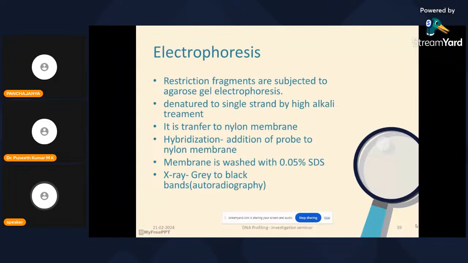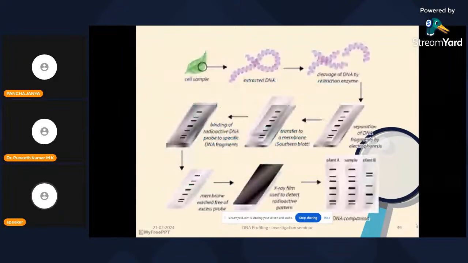For electrophoresis here, agarose gel is used, then a nylon membrane, and addition of DNA probe, that is a synthetic DNA, to the fragmented DNA, that is called the hybridization process. After that process, it is washed with a solution which removes the excess or unwanted DNA probes. After that, it is exposed on the X-ray film to detect the radioactive patterns. After that, we will get patterns like fingerprints. Based on the comparison of those patterns, we will identify the person.